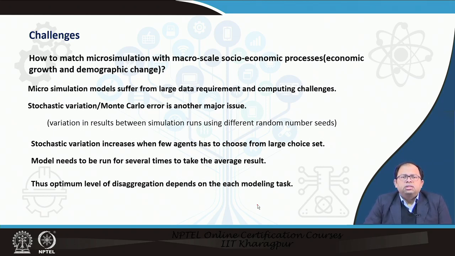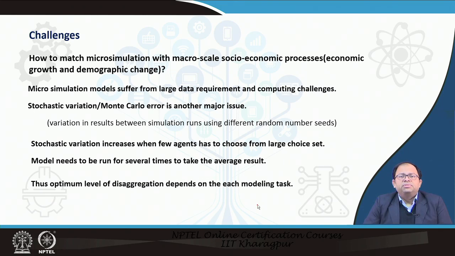And microsimulation models suffer from large data requirements and computing challenges, which is understood. Then there is something called stochastic variation or Monte Carlo error, which is another major issue. What it means is, whenever an individual is making a choice, even if we use discrete choice, it gives us a probability. But a certain individual has to be allocated a certain choice. So we use a Monte Carlo process for that, which will be explained in detail later on. There we have to use random numbers to determine the individual's final choice, based on, of course, the probability of the discrete choice model.